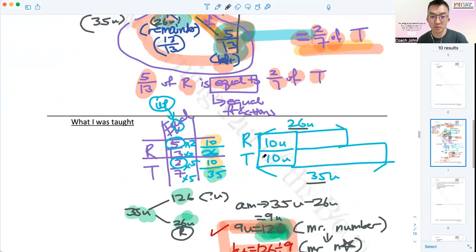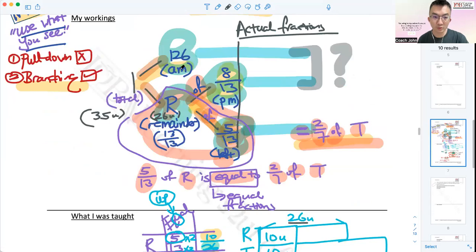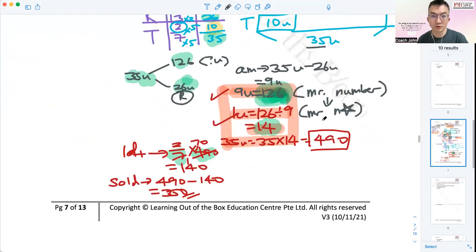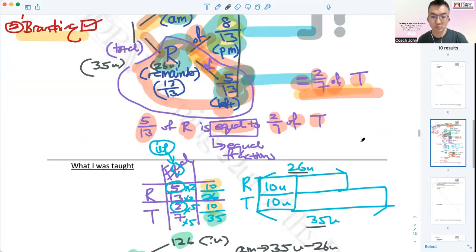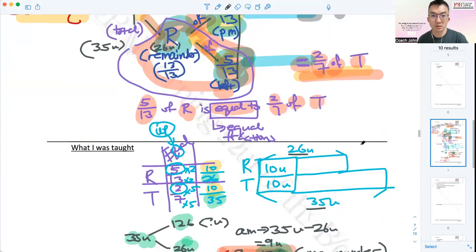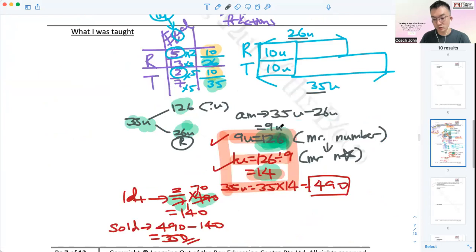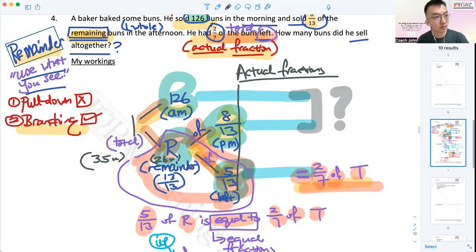Okay, so after that, there are a few methods. You can find AM, you can find PM and then add to AM, or you can just simply take 35U, which is 490 over here, and minus off 140, because 2/7 of 490 is equal to left, which is over here, and it's given. Okay, so I hope that it is beneficial to you, and this method is simply called use what you see. Okay, so all the best to your problem sum solving.